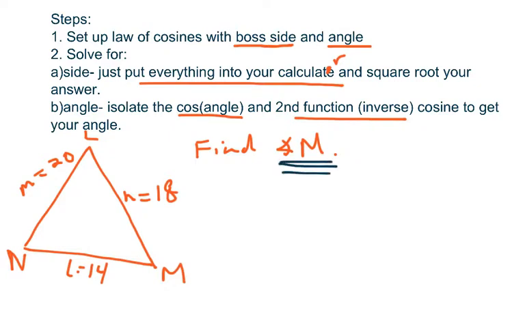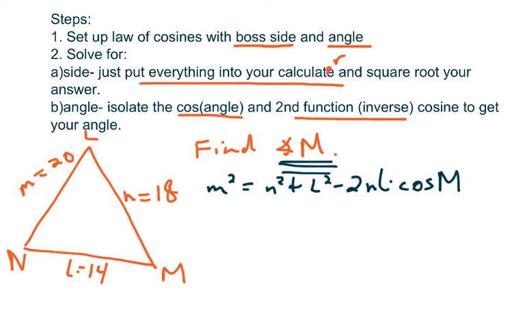Once I realize I have to use the law of cosines, that is. So I can't use the 180 rule. I don't have corresponding sides and angles, so that rules out the law of sines. So I'm on to the law of cosines. So here's my boss again: M squared equals all the other sides now. N squared plus L squared minus 2NL times the other boss, cos of M. So there it is with the boss set up.